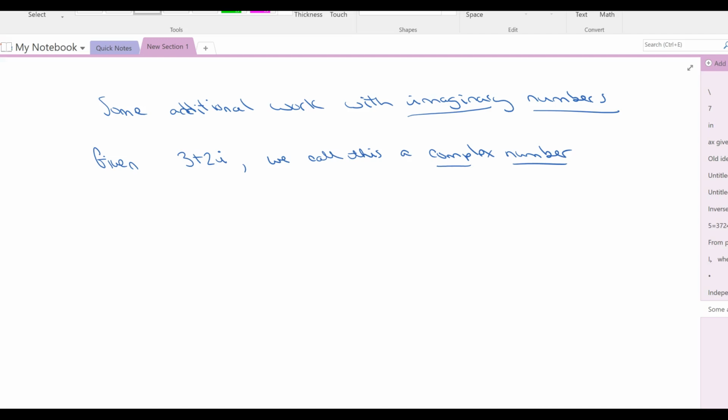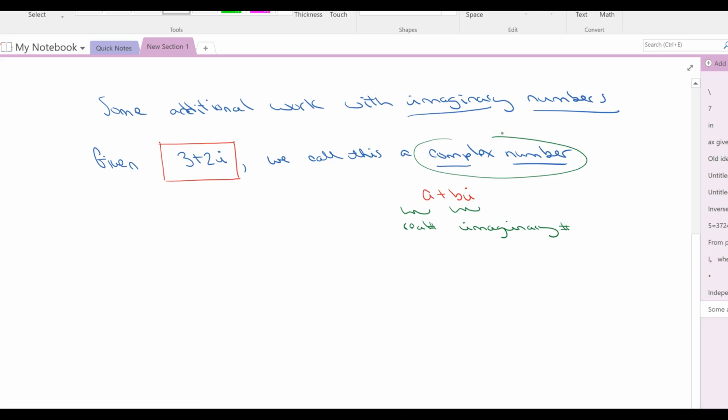So if we look at this number that I wrote here, 3 plus 2i, okay, this is called a complex number. And a complex number is of the form a plus bi. That's just the standard form of a complex number. And what you see here is that a complex number is a sum. It's a sum of a real number and an imaginary number, because an imaginary number is just a number like 2i or i or 17i. So the sum of a real number and an imaginary number is what we call a complex number.